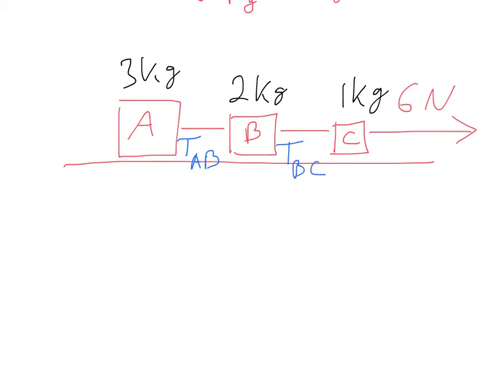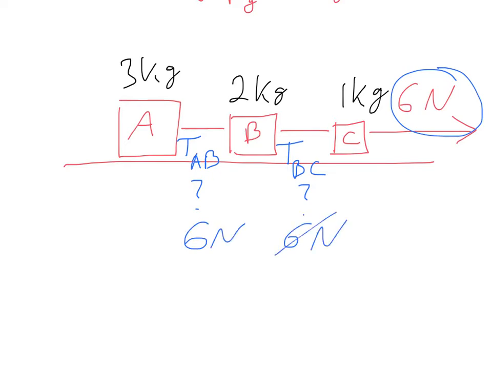And the kind of question I could ask you is, what is that tension? So what is the value of the tension in AB, and what is the value of the tension in BC when I'm pulling with 6 newtons? The general misconception here is that if I pull with 6 newtons of force, then these all have to equal 6 newtons. However, we'll see in just a second that that is an incorrect way to think about this.